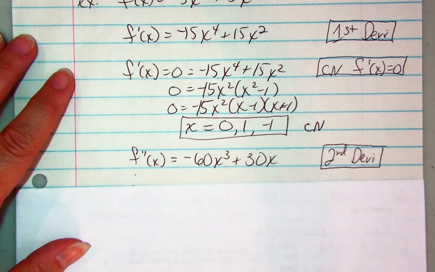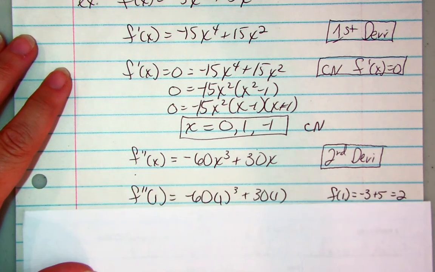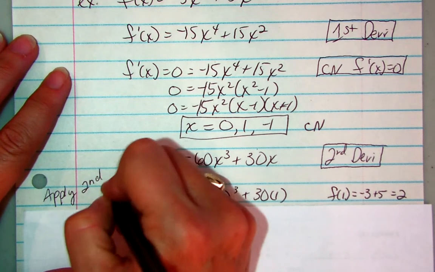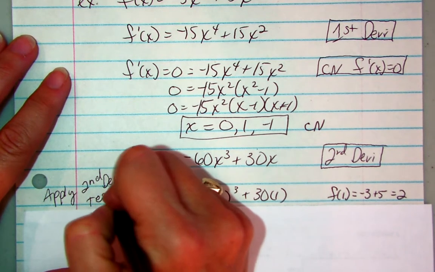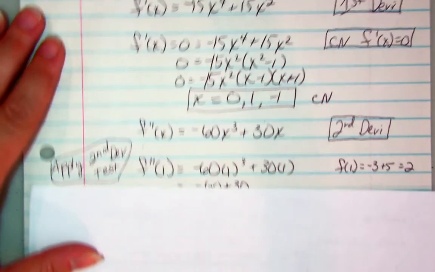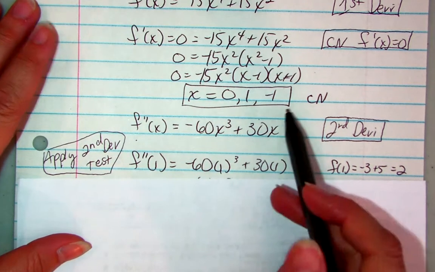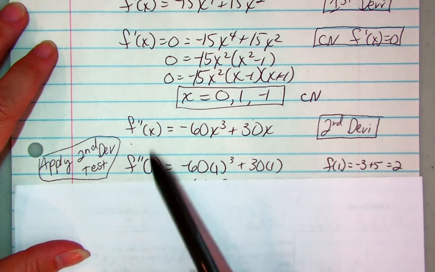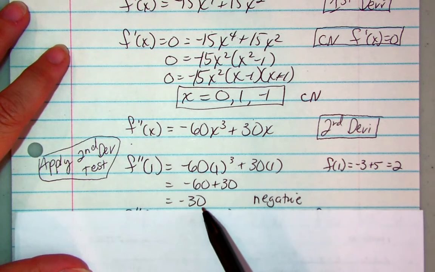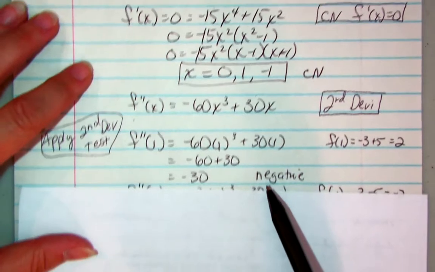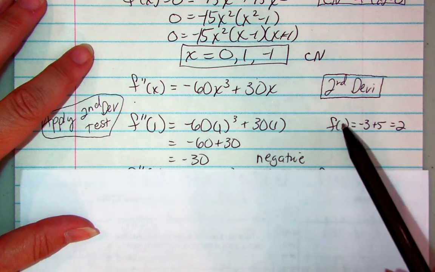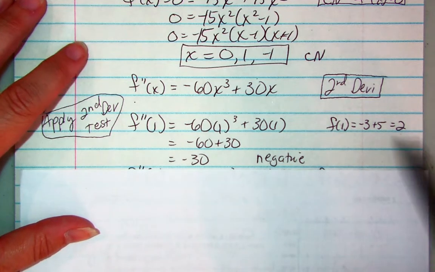Now, by the second derivative test, so now I'm applying the second derivative test. That's what I'm doing right now. So I'm going to take those 3 critical numbers that I found, and I'm going to evaluate them in the second derivative. So I did that, and I got negative 30, in which that is negative. What I did here to the side is I took that critical number and I put it back in the original function. And we'll deal with that in a moment.